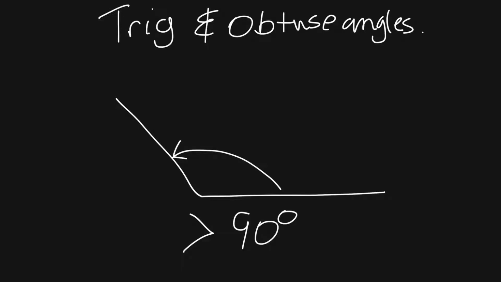Remember, obtuse angles are a bit bigger than acute. Acute angles are the small little ones that are really nice. Obtuse angles are the larger ones, up to 180 degrees, and they're a little bit fatter than the normal acute angles that we play with in trigonometry.